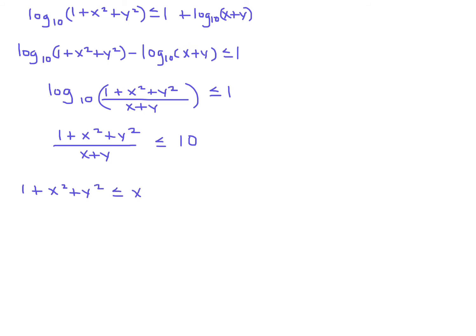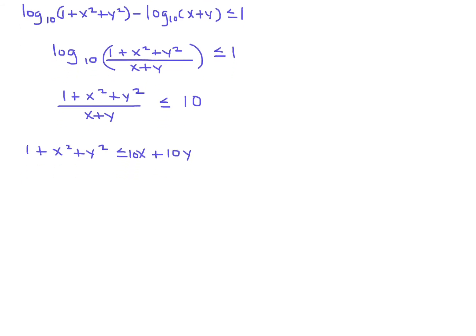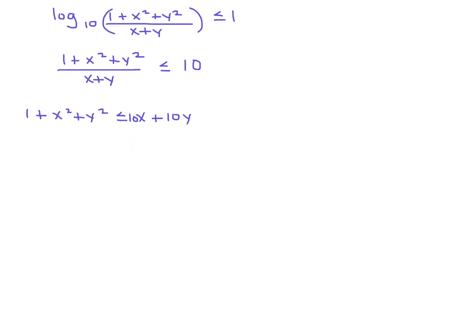That gives 10x plus 10y. Now, this reminds me of the equation of a circle. So in order to get that, I have to bring everything over to one side first. So x squared minus 10x plus y squared minus 10y plus 1 is less than or equal to 0. But in order to get it into the equation of a circle form, I have to complete the square. So remember how to complete the square.